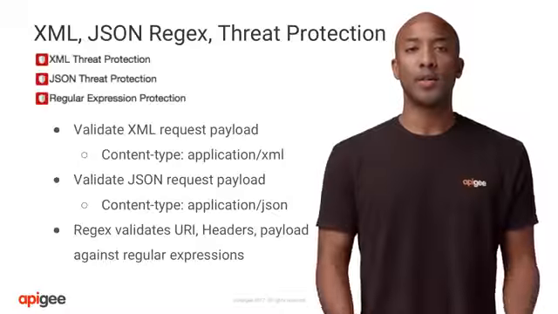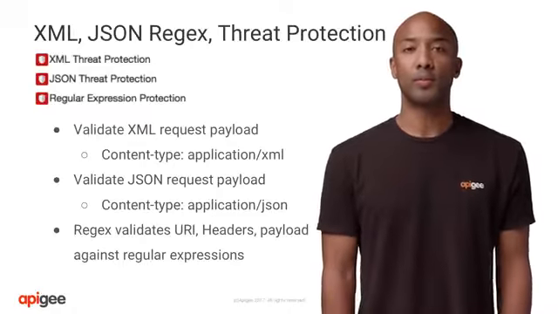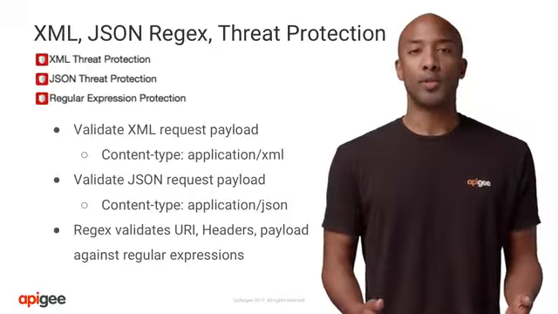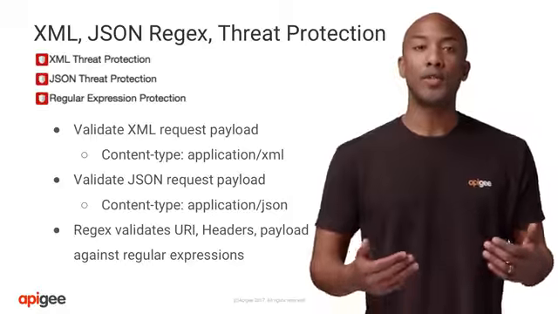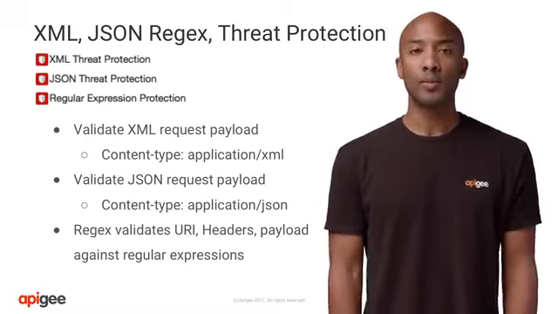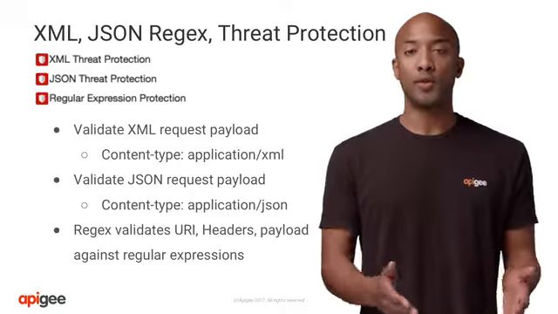Let's discuss the threat protection policies now: XML, JSON, and regular expression protection. The XML threat protection policy allows you to validate the XML payload against a schema defined within this policy. If the payload does not match the provided schema, then an error message is returned to the client.